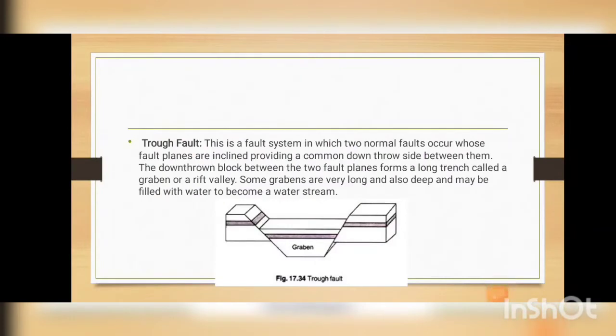Fifth, and the final, trough fault. A trough fault is a system in which two normal faults occur whose fault planes are inclined, providing a common downthrown side between them. The downthrown block between the two fault planes forms a long trench called a graben or rift valley. Some grabens are very long and deep, and may be filled with water to become a water stream. They are usually defined as a rock mass lying between two or more roughly parallel faults or fault zones and depressed relative to the masses on each side.